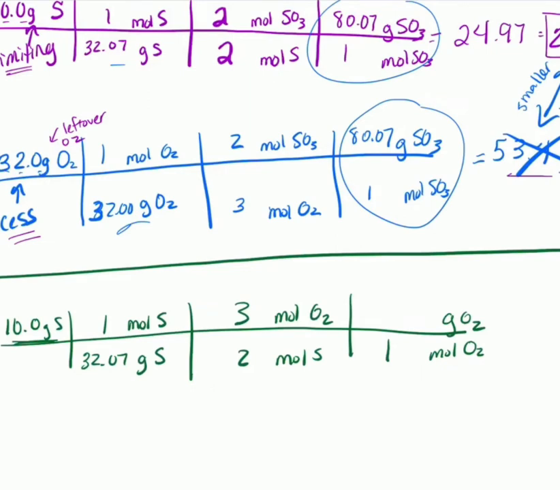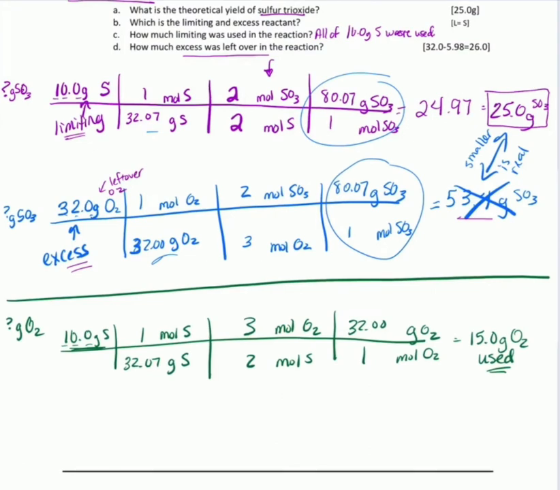And then in 1 mole of oxygen, I've got 32.00 grams. I've got 3 sig figs, so that gives me 15.0 grams of oxygen. And I always go ahead and write this word in so I've not lost. So are they asking me how much was used? No. They're asking how much was left over.